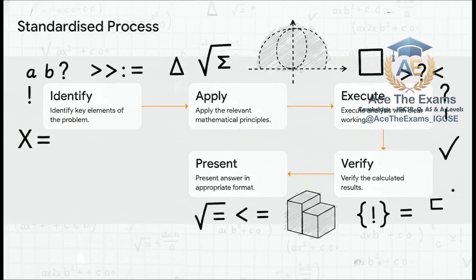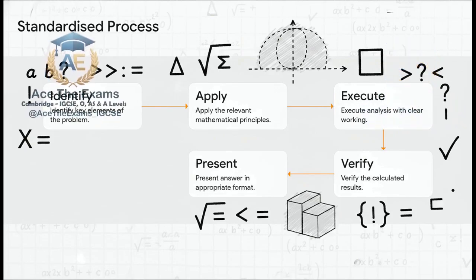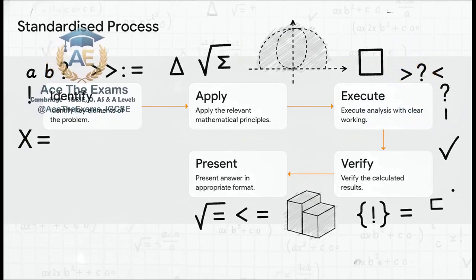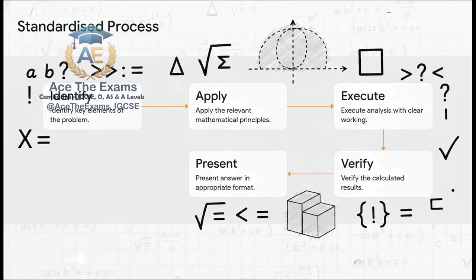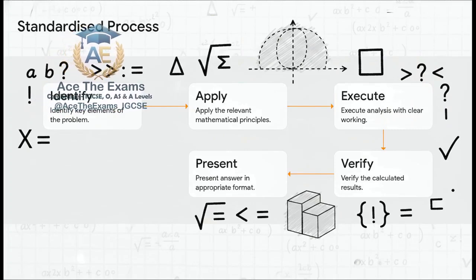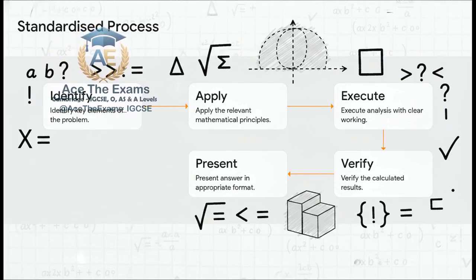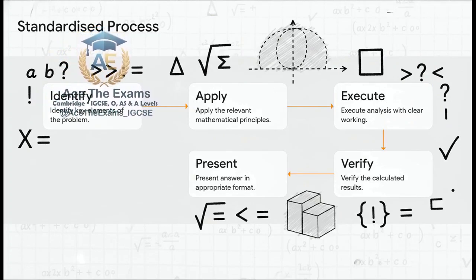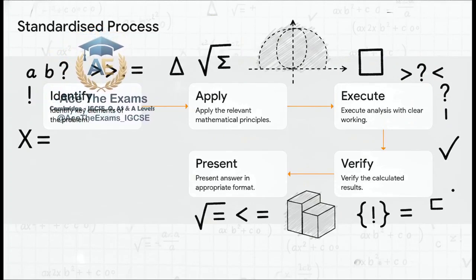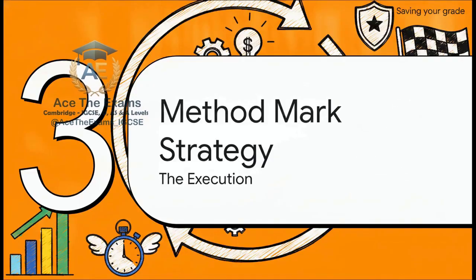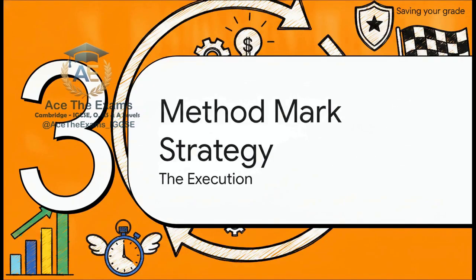Do your roots actually make sense in the physical context of the problem? And finally, step 5, present your answer in the appropriate format, such as exact set notation for inequalities. I'm telling you right now, skipping any of these steps leaves critical marks on the table and destabilizes your entire flight path. Section 3. The method mark strategy, the execution.